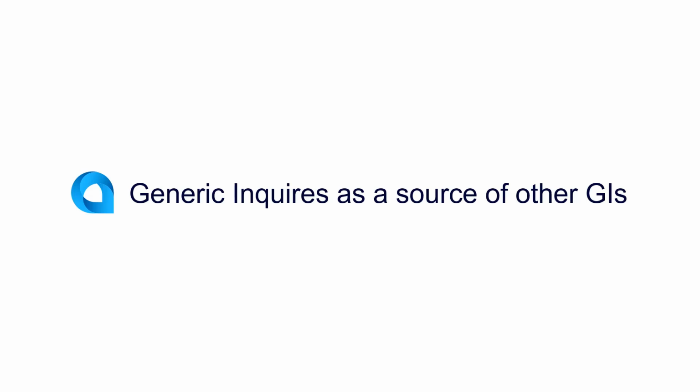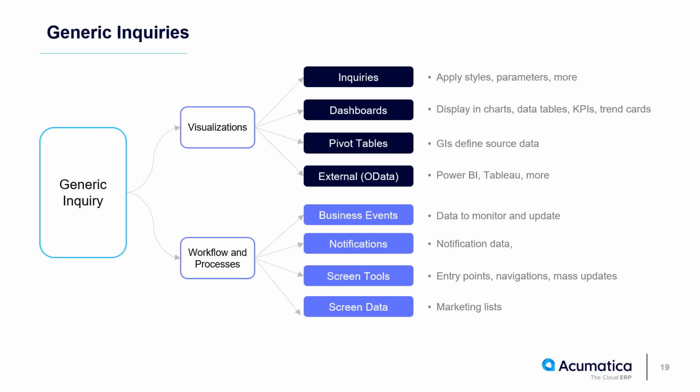Using generic inquiry results in other generic inquiries. GIs are the source of data for many visualizations and workflows. Inquiries provide data that is used in dashboards, pivot tables, notifications, business events, and external systems. In 2024 R1, we added the ability for generic inquiry results to be used as the source in other inquiries. This opens up a large number of potential uses, such as computing ratios and percentages.